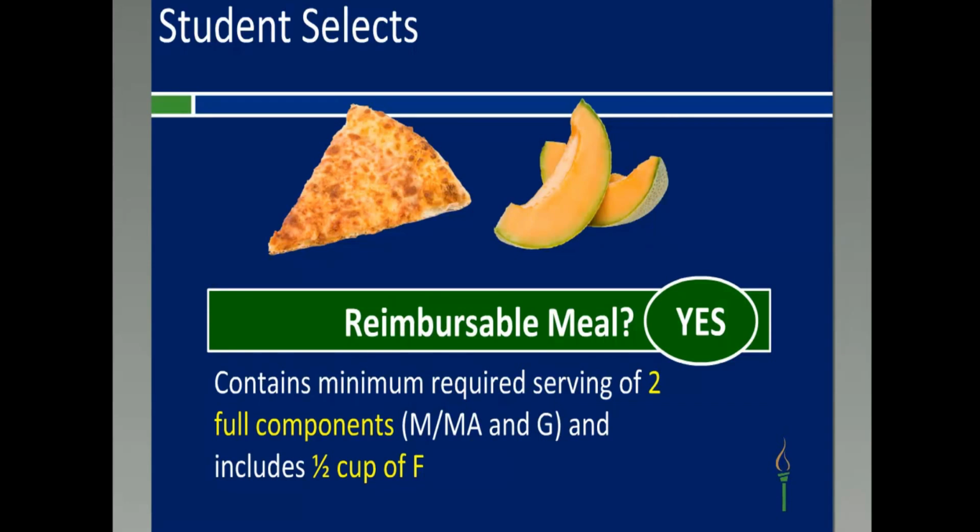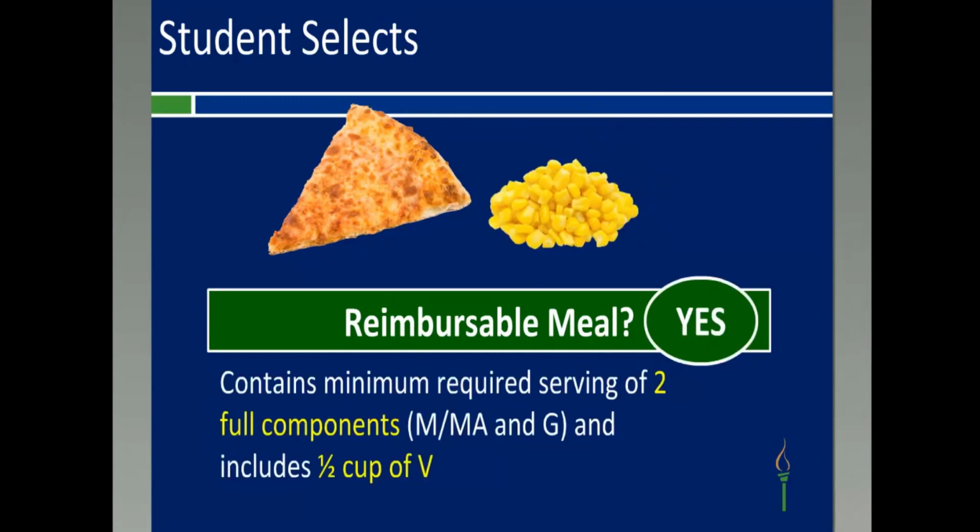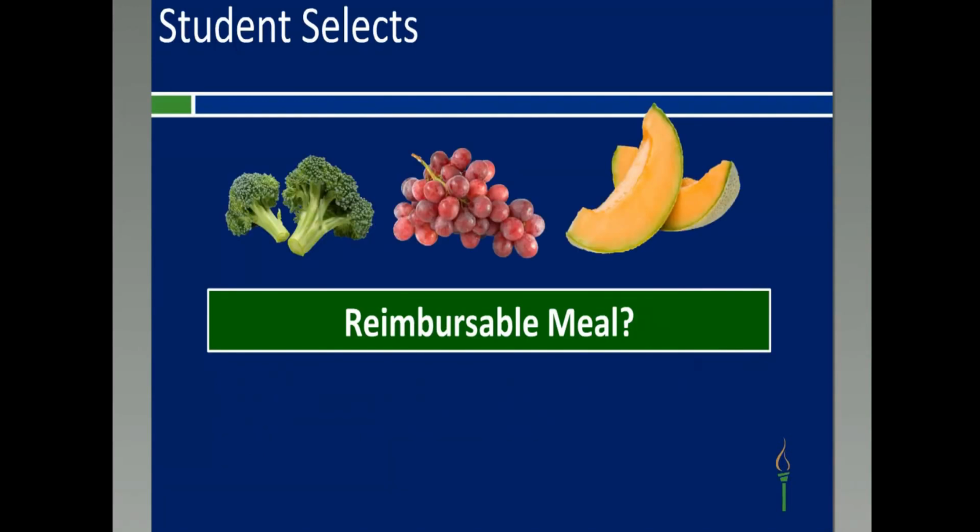The crust being the grain, 2 ounce, and the cheese on the pizza being 2 ounce equivalent meat alternate. Here, the corn at the half cup serving counts towards that 2 components plus half cup minimum of vegetable, so we can claim this for reimbursement.